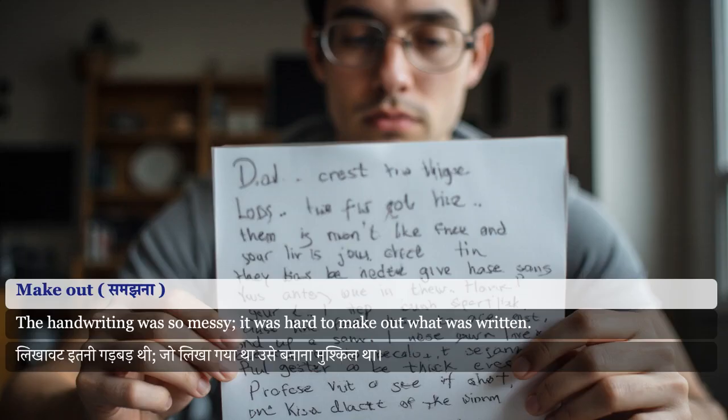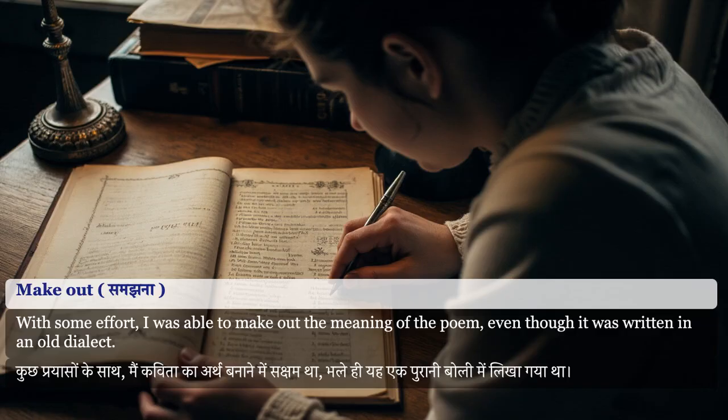The handwriting was so messy, it was hard to make out what was written. With some effort, I was able to make out the meaning of the poem, even though it was written in an old dialect.